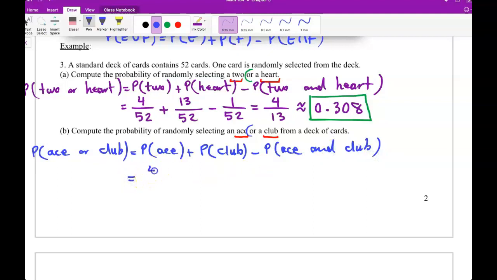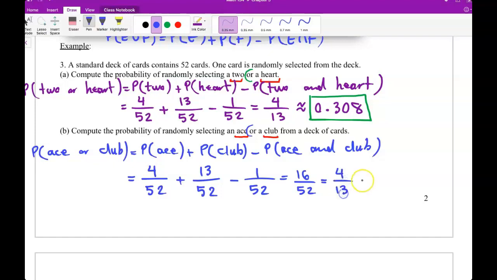So how many aces we have is 4 divided by 52, plus how many clubs? Again, 13. And what we have in common between these two, we only have one card, that is club and also ace. That's 1 divided by 52. Exactly same answer. Again, 0.308.